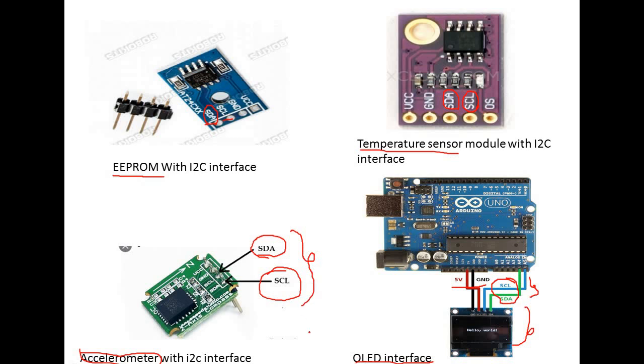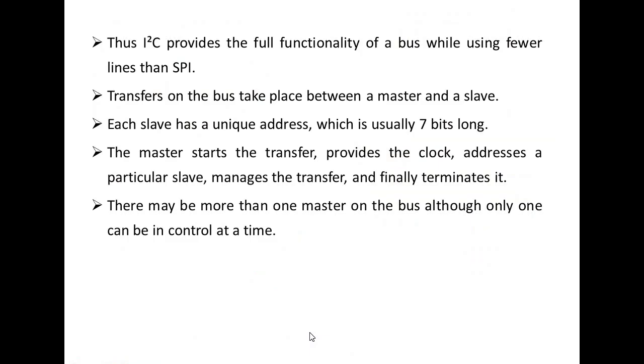Coming to some features of I2C. I2C provides the full functionality of a bus while using fewer lines than SPI. SPI requires 4 lines for communication, but I2C requires only 2 lines for communication. This is the advantage of I2C over SPI. And transfers on the bus take place between master and slave. That is, the data communication takes place between master and slave.